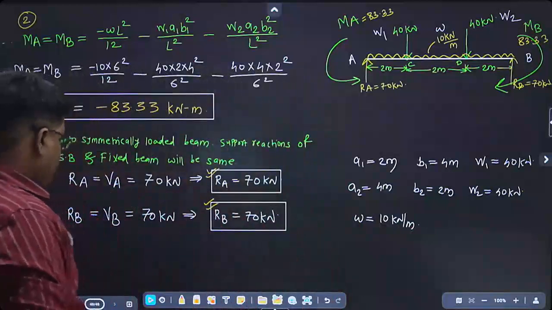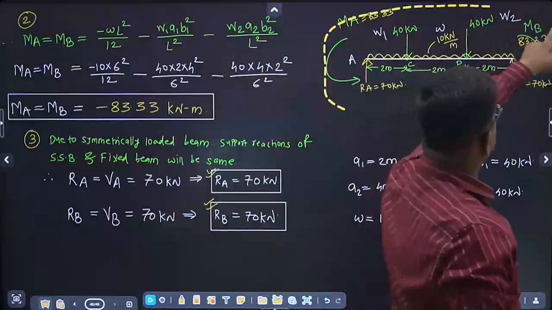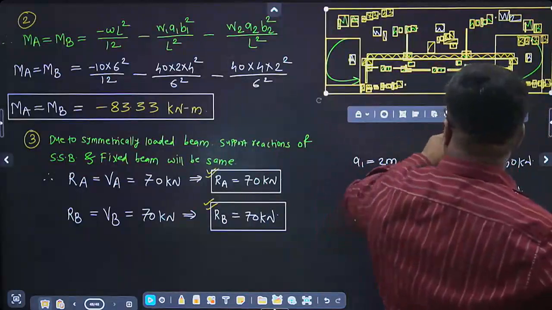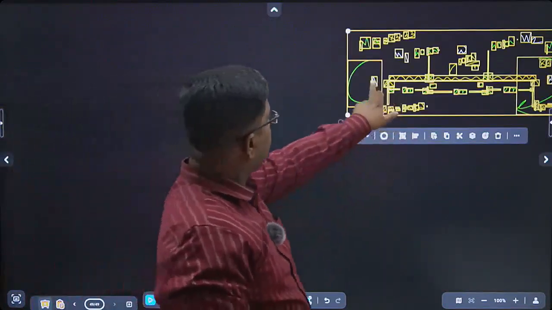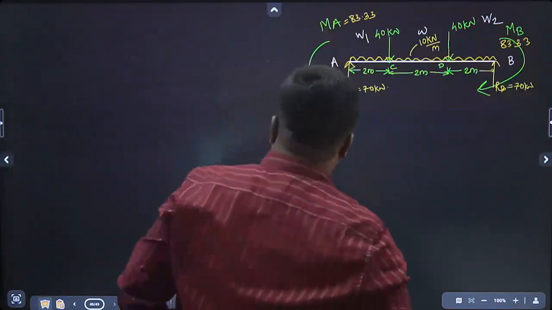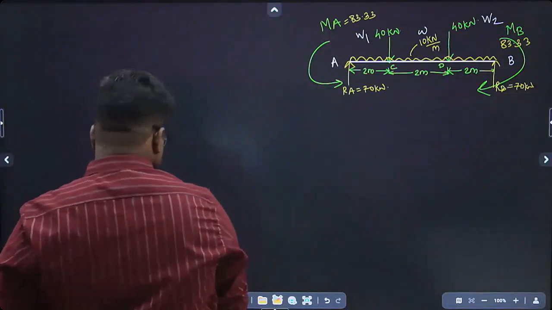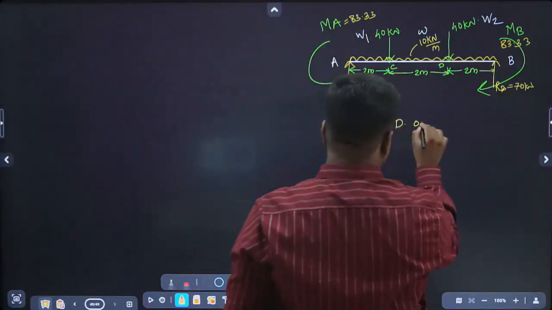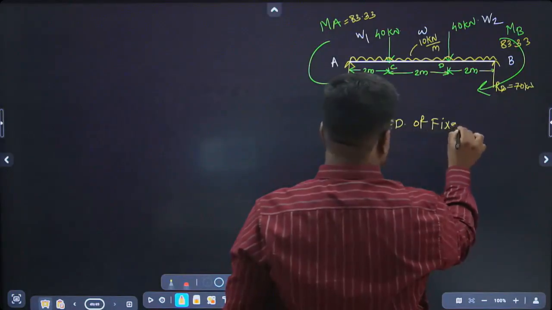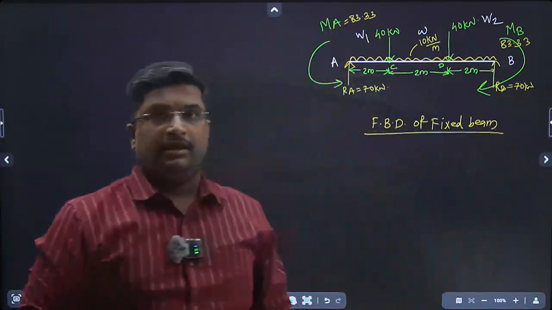Now again we have to consider a section in between A and C, and then we have to find out the value of the position or distance of the point of contraflexure. See here, this is the free body diagram, FBD of fixed beam.